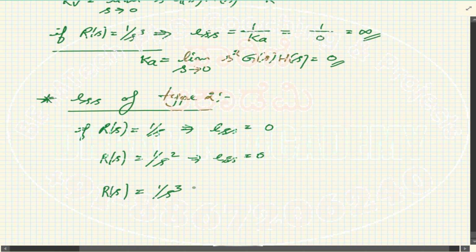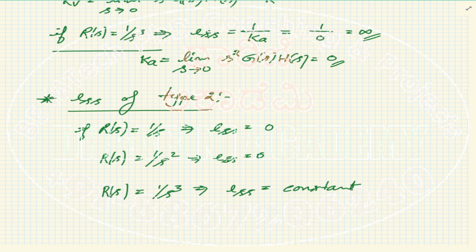For 1 by S cube, the steady state error becomes equal to a constant, right? So this is the value of ESS. Next, we'll directly go to the stability analysis.